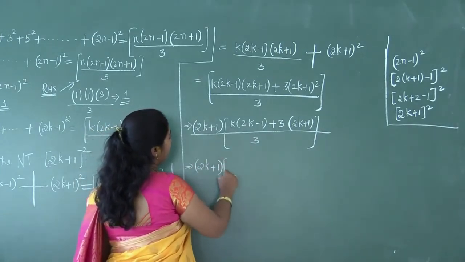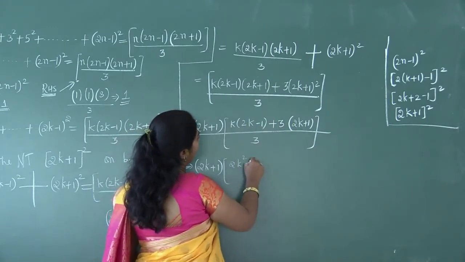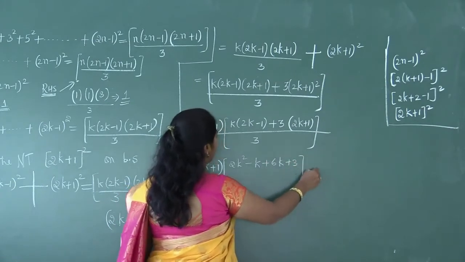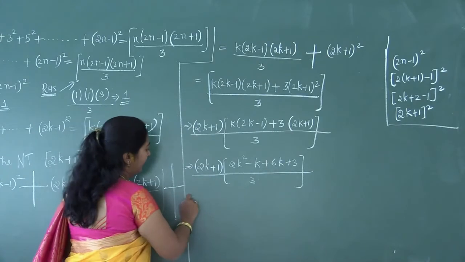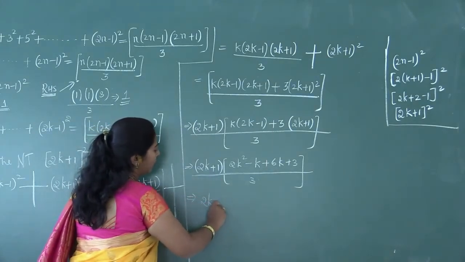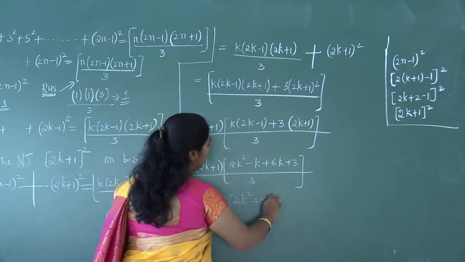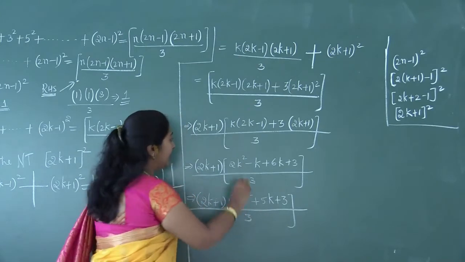2k plus 1, k into 2k, now multiply each term. 2k square minus k plus 6k plus 3, whole thing divided by 3. Further simplifying, what do I get? 2k plus 1 into 2k square plus 5k plus 3, whole thing divided by 3.